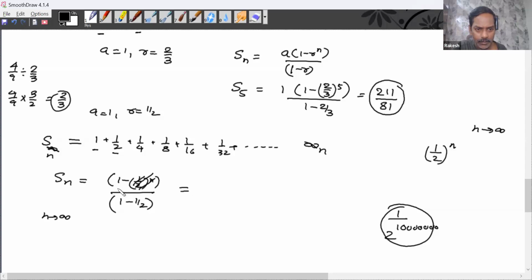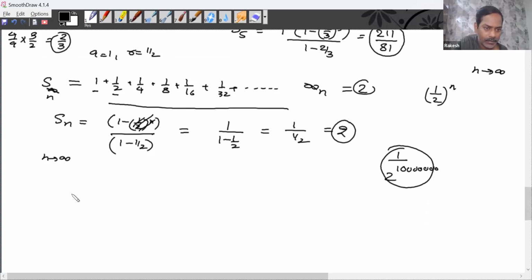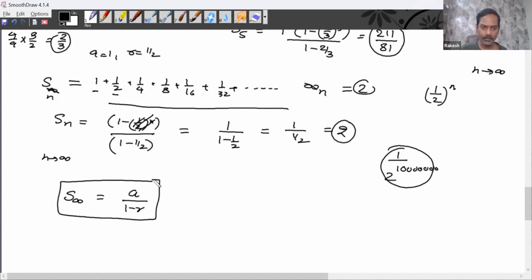So overall, the value would be what? 1 divided by 1 minus 1 by 2. On resolving it, we get 1 divided by 1 by 2, which comes out to be 2. So 2 is the sum of this series if I'm adding it till infinity, right? So if I modify this formula, the sum of infinity would be given as a over 1 minus r, because r to the power n is very negligible. So this becomes my sum of infinity formula.